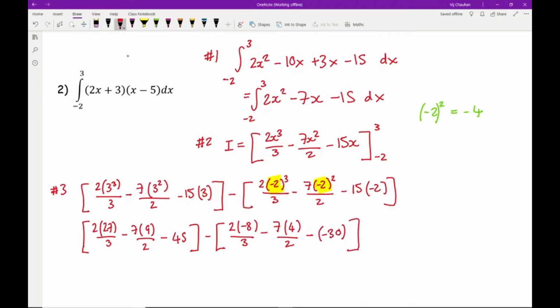Now I could go one or two steps. I could either enter this as it's written down exactly onto my calculator, or I can go on to simplify this further using my common knowledge. So 2 times 27 is going to be 54, so that's 54 over 3. 7 times 9 is 63 over 2 minus 45 minus, and then 2 times minus 8 is minus 16 over 3 minus 7 times 4, which is 28 over 2, and then minus 30 is plus 30, and I close my brackets.